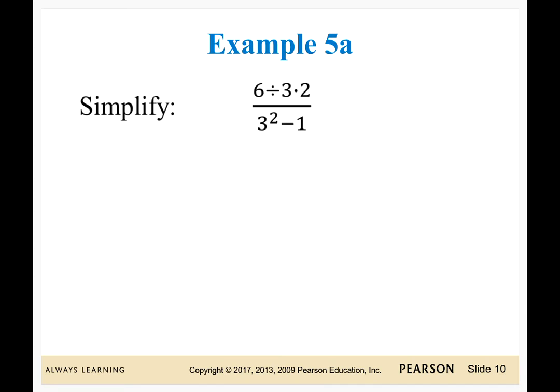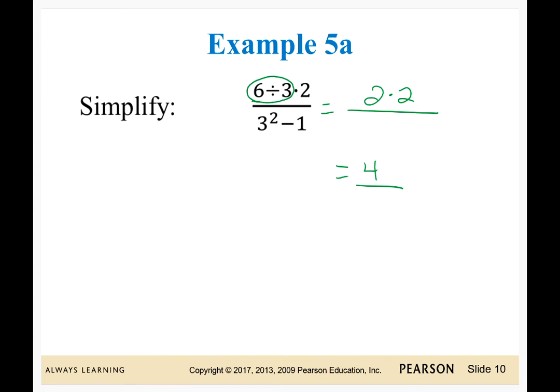All right, another example that has a fraction bar in it. So again, you have to decide where you would like to begin. Do you want to start in the numerator or the denominator? It does not matter. This one, I think I'll start in the numerator. Okay, so let's see this. I have 6 divided by 3 times 2. So the first thing I see is a division. Again, remember you go from left to right. It's all multiplication or division, so we're going to go from left to right. 6 divided by 3 is 2, and 2 times 2 is 4.